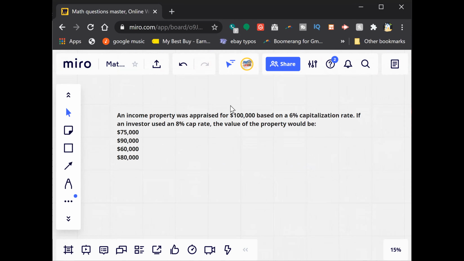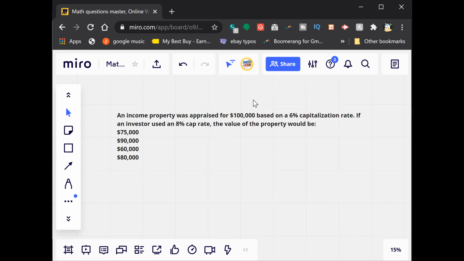And remember the formula that I told you that I wanted to use with the cap rate. I want to use Uncle Irv. Okay. So remember Uncle Irv in this one. So an income property was appraised for $100,000 based on a 6% capitalization rate. If an investor used an 8% rate, the value of that property would be. So where would we start, guys? Where would we start on this one?